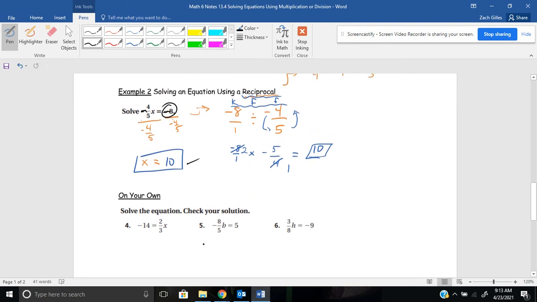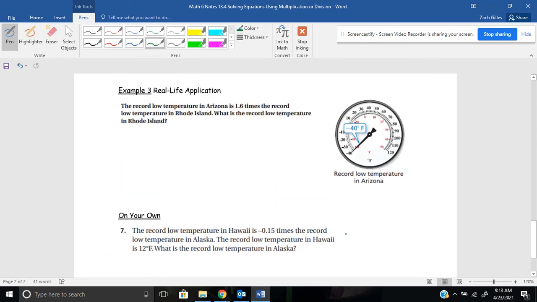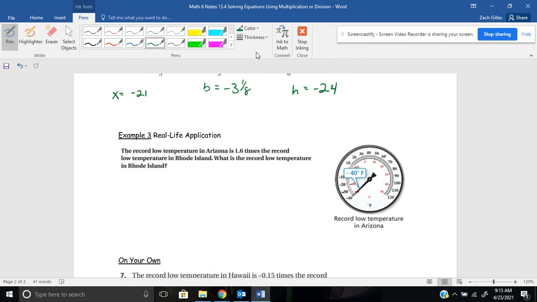All right, so pause the video now, and try some of these reciprocal problems on your own. Okay, for 4, you should arrive at x is equal to -21. For 5, you should arrive at b is equal to -3 and an eighth. And for number 6, h is equal to -24. So if you didn't get those or are still stumped, please let me know and I can run through them with you. And we will move on to our last example here with the real life application.